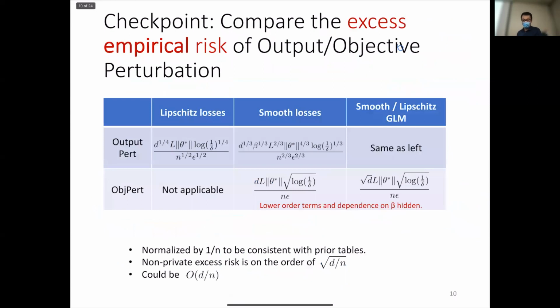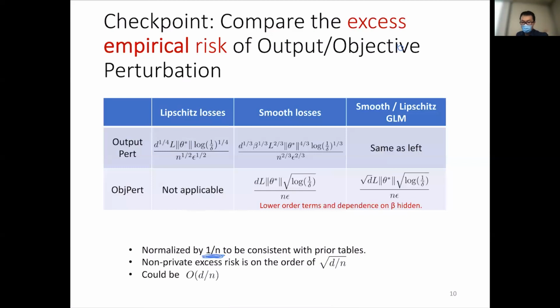Okay, as a checkpoint, let's summarize the excess empirical risk of the two algorithms that we've learned: output perturbation and objective perturbation. In output perturbation, we've analyzed it in the more general Lipschitz loss cases and the smooth loss cases. In the Lipschitz loss cases, now that everything is normalized by 1/n, it is comparable with the kind of statistical rate that we have in mind.